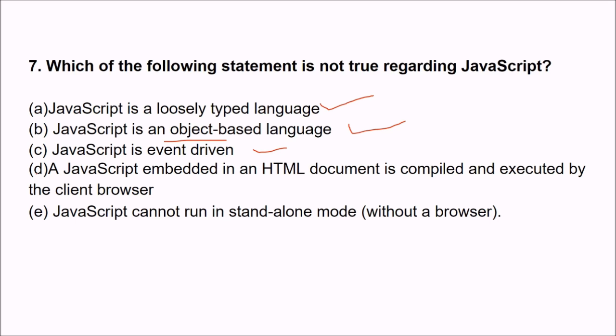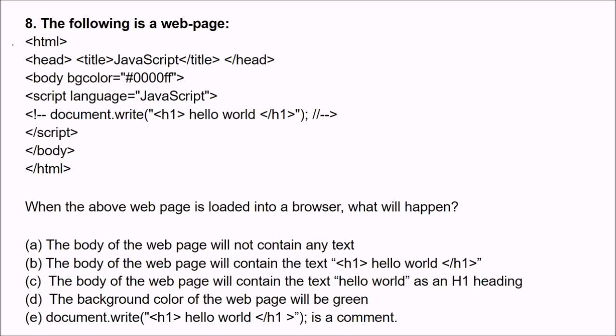Then we come to D. A JavaScript embedded in an HTML document is compiled and executed by the client browser. Well, D is not correct. Is incorrect. JavaScript cannot run in standalone mode without a browser. This is correct. You need to have something inside which JavaScript can be done. So the not true is this one: a JavaScript embedded in an HTML document is compiled and executed by a client browser. No, this is incorrect.